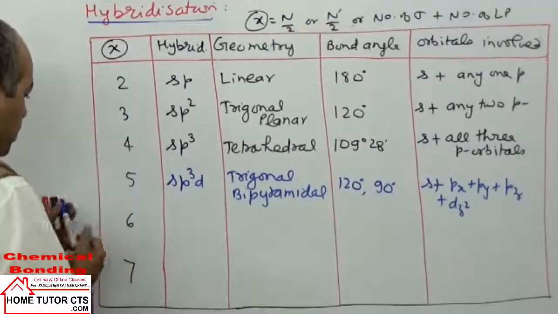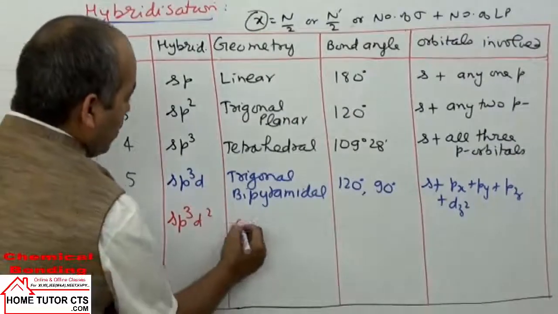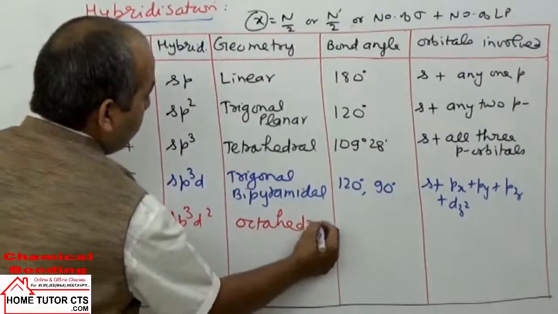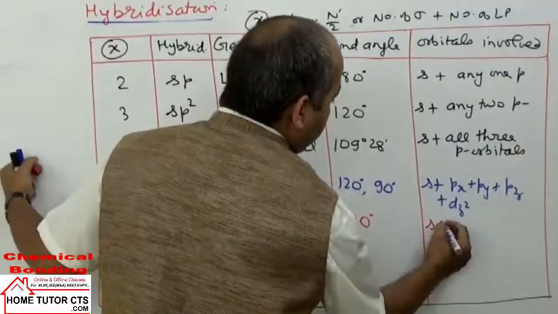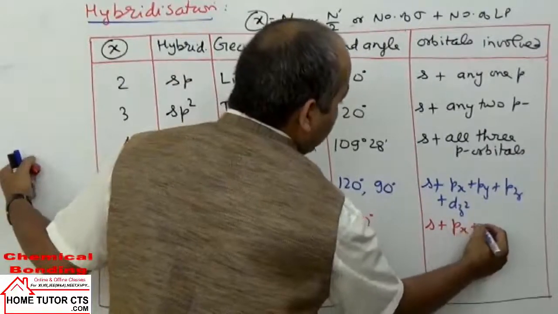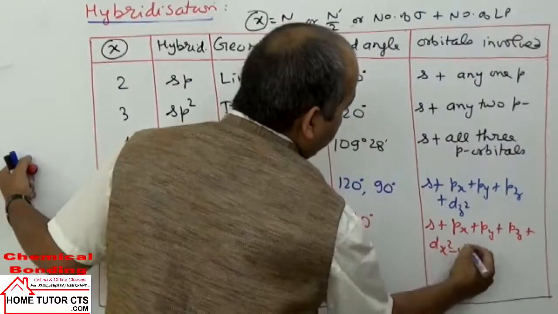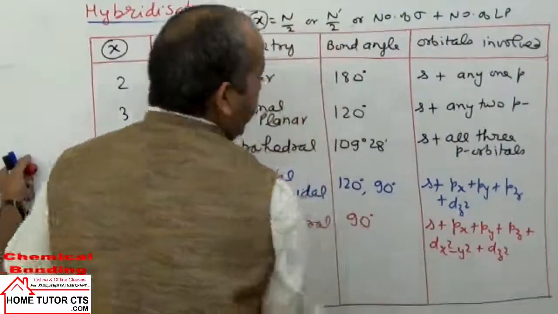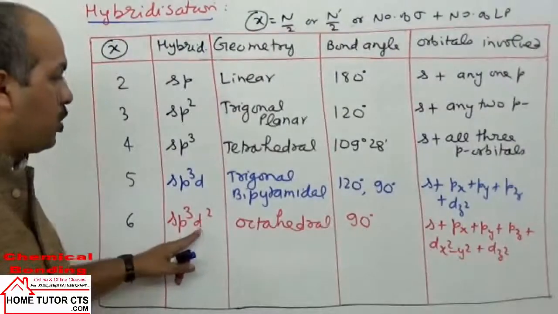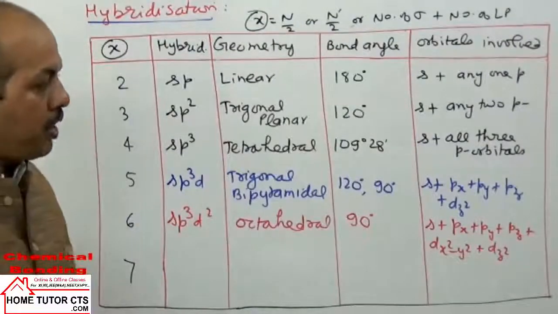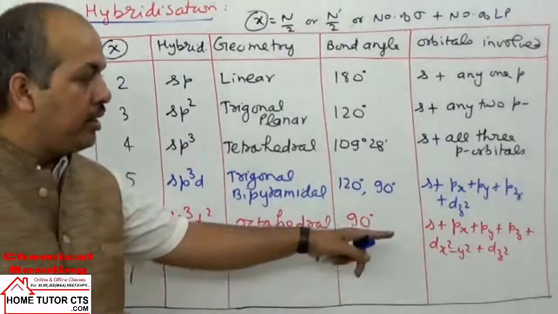Next taken is sp3d2 hybridization. Geometry become here octahedral. All bond angle same, 90 degree. They involve s plus all three p orbitals px, py, pz plus dx square minus y square plus dz square orbitals. They involve one s orbital, three p orbital, two d orbitals. Which are the orbital involved here? px, py, pz plus dx square minus y square plus dz square orbital.